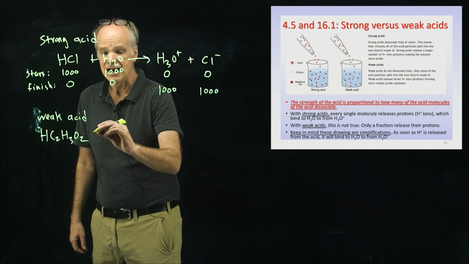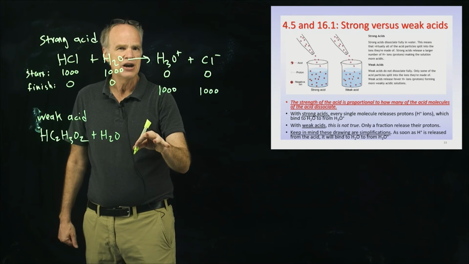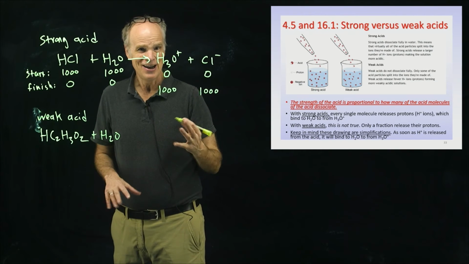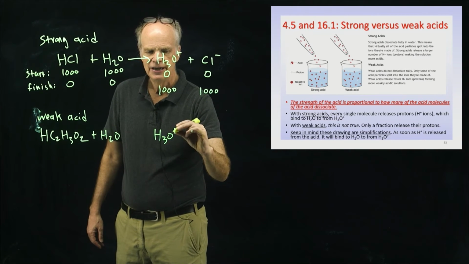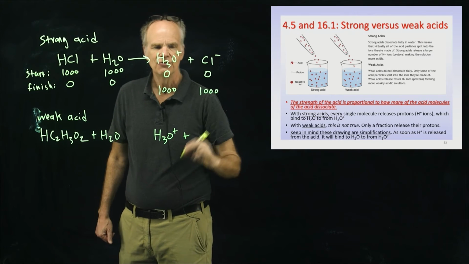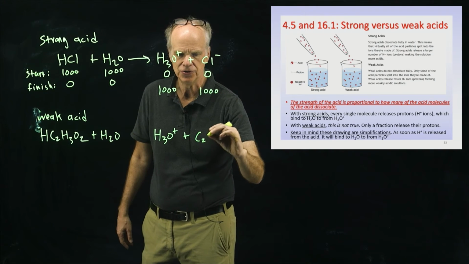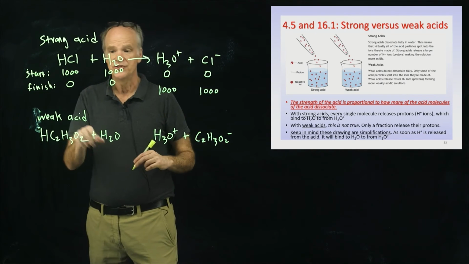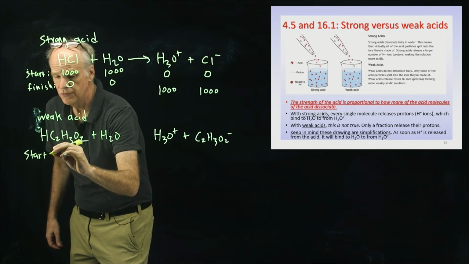And so acetic acid, to some degree, will react with water. I'm going to put in the arrows in just a second, okay? But we know that the products that will form, at least to some degree, are hydronium. And then this time, we're not going to form a chloride, but we're going to form an acetate ion. So it's C2H3O2-.